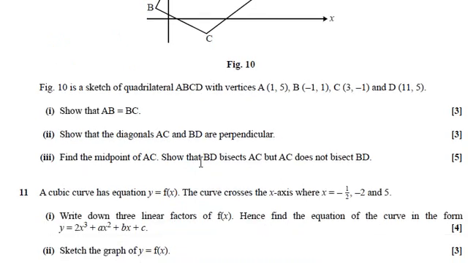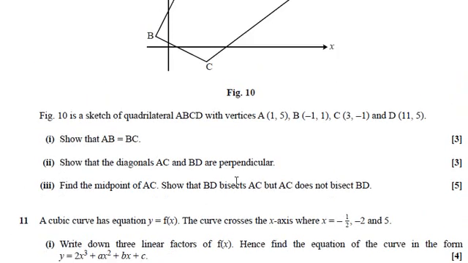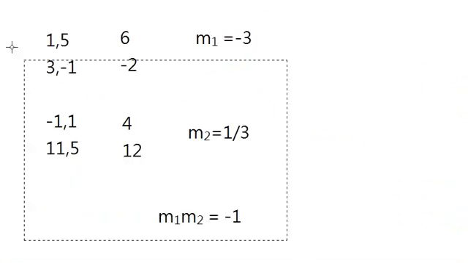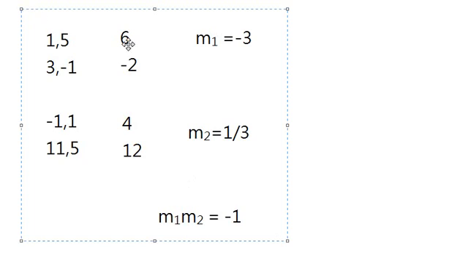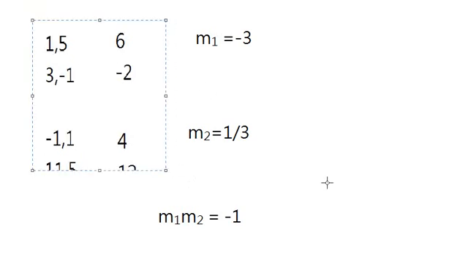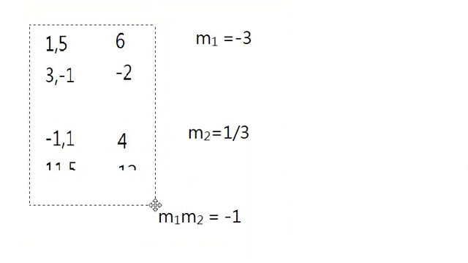Now, 3. Find the midpoint of AC, and show that BD bisects AC, and AC does not bisect BD. Oh, this is getting to be an extremely annoying question. That's why I hate coordinate geometry. It's just a waste. Well, it's good practice. Well, not good. What? Okay.